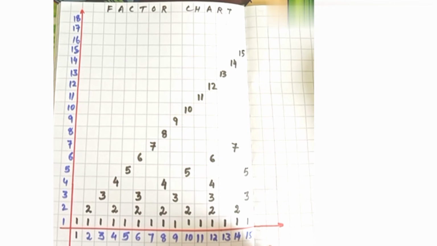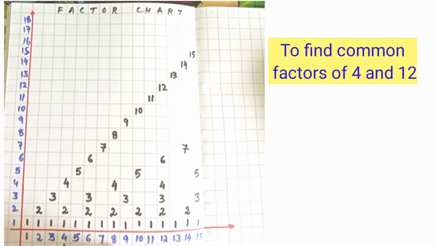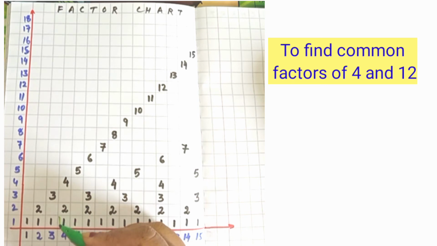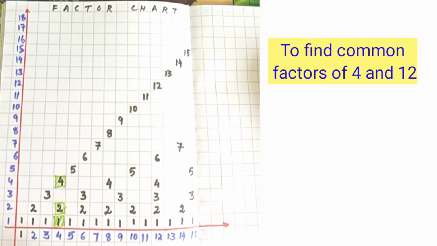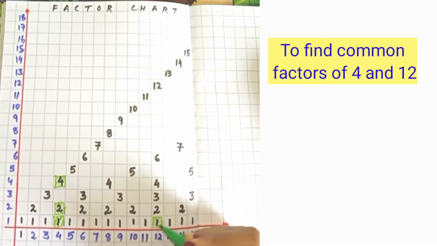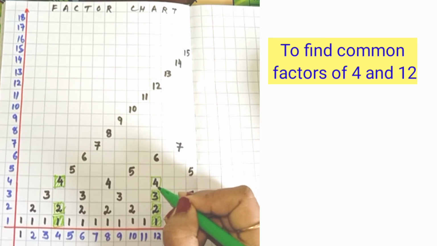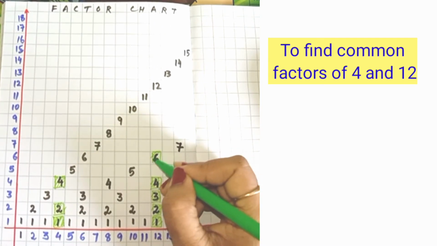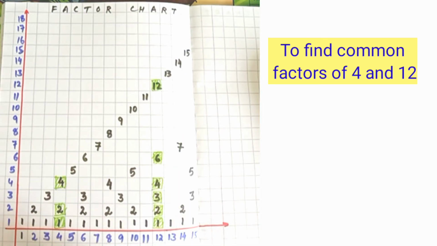Now here I'll show you how to find out the common factors of any two given numbers. Let's shade the factors of, say, 4. Okay, I'm shading this. Factors of 4 are 1, 2, and 4. Right? And let me find out the common factors of 4 and, say, 12. So I'm taking 12 now and I'm shading again. These are the factors of 12. Okay, I have shaded all the factors of 4 and 12.